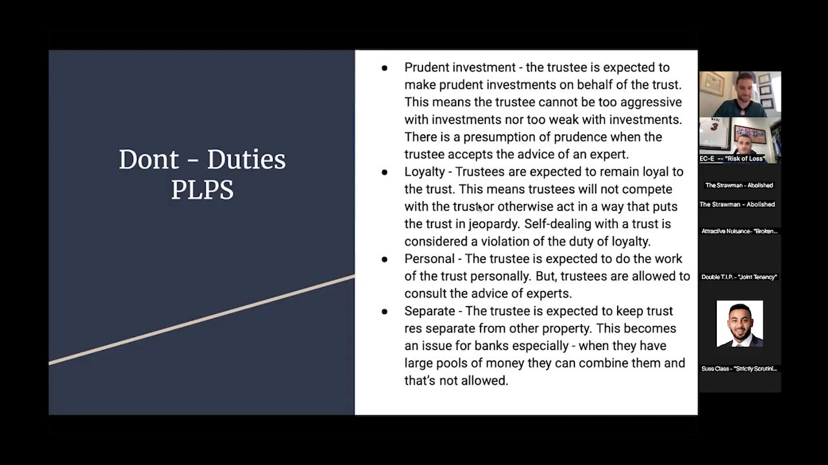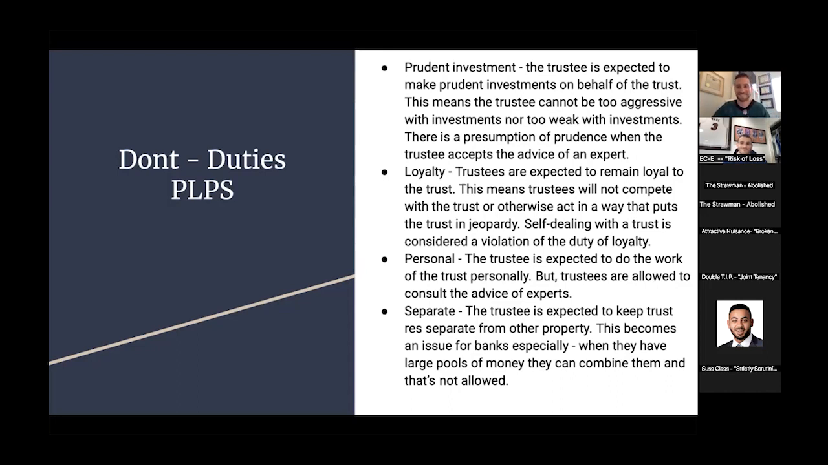And it also means self-dealing with the trust is not allowed. So that means Joe, your family attorney, can't make his wife the secretary for the trust and then pay her a salary from the trust, right? You can't do that. That's self-dealing. He's making money from the trust because of his position as a trustee.